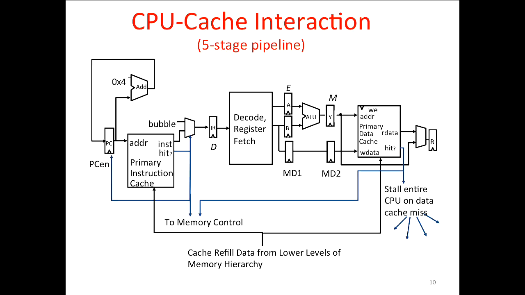Now the data cache side happens a lot later down the pipeline, where the memory stage is. In that memory stage, when I do a memory access, I put the address in, and if I get a miss here, I'm actually going to stall the entire CPU. So everything in the pipeline is going to be stalled. Why do I have to stall everything in the CPU when I get a data miss?